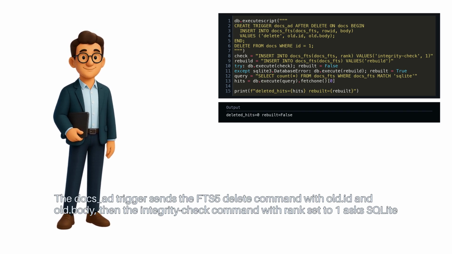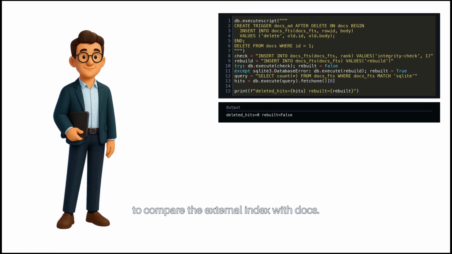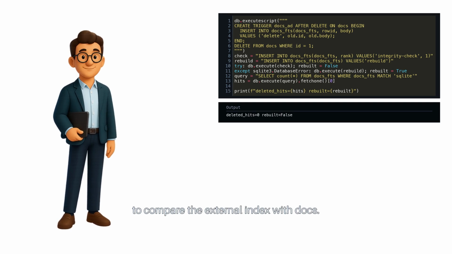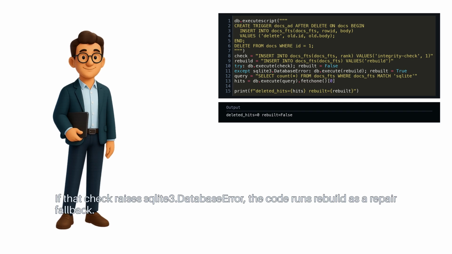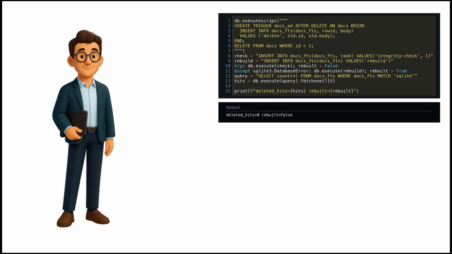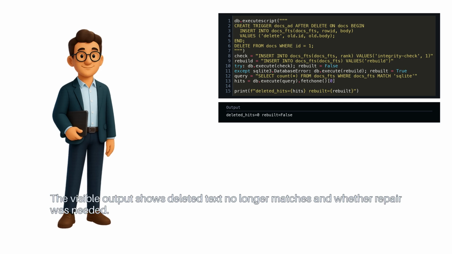Then the integrity check command with rank set to 1 asks SQLite to compare the external index with docs. If that check raises sqlite3.DatabaseError, the code runs rebuild as a repair fallback. The visible output shows deleted text no longer matches and whether repair was needed.